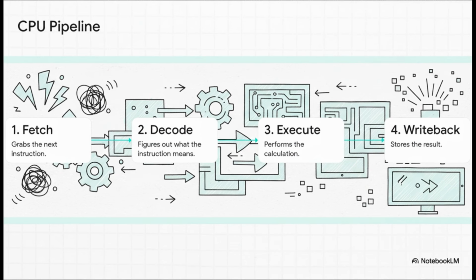Now, let's zoom in on the CPU. It's not just random chaos in there, it's a masterpiece of traffic engineering. Instructions flow through this beautiful 4-stage pipeline, almost like an assembly line. An instruction gets fetched, then it's decoded, then it's executed, and finally the result is written back. It's this continuous, perfectly timed flow of operations.